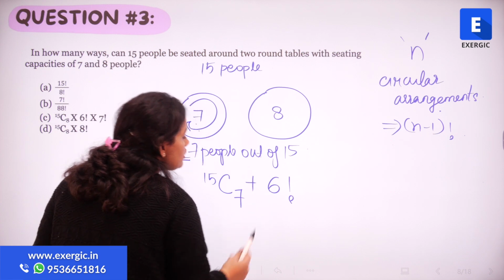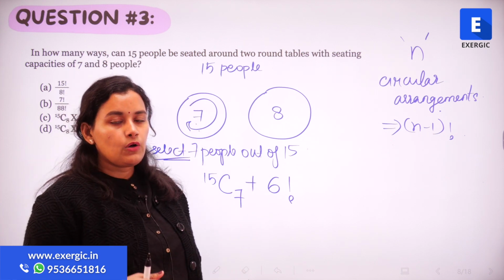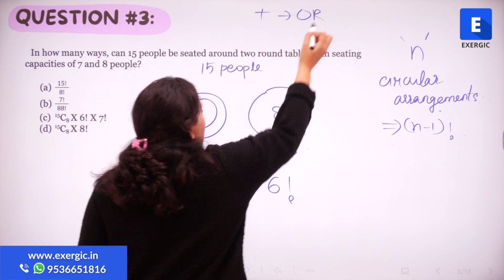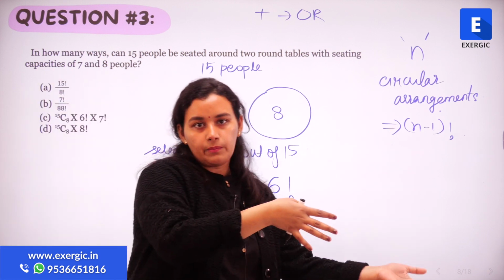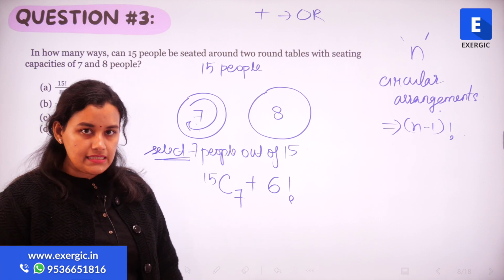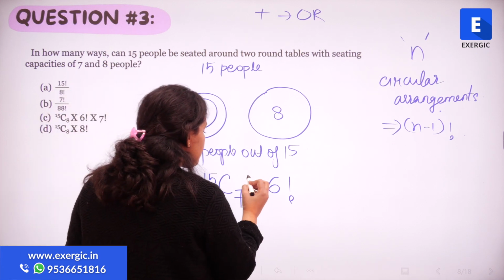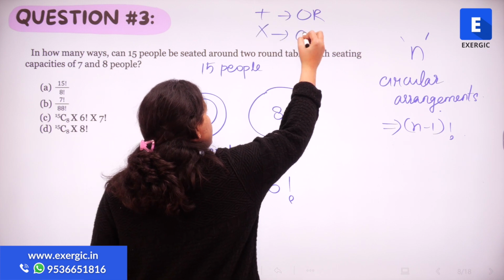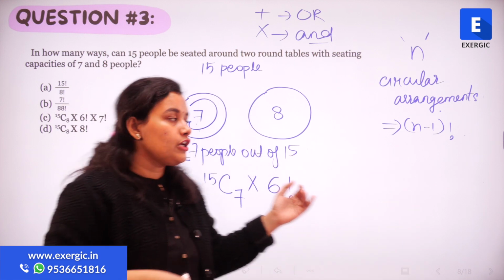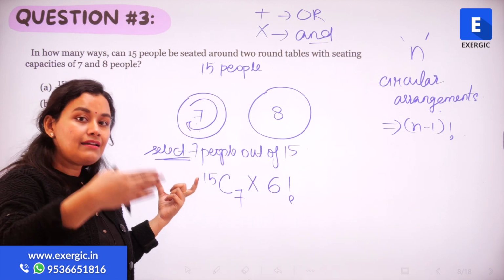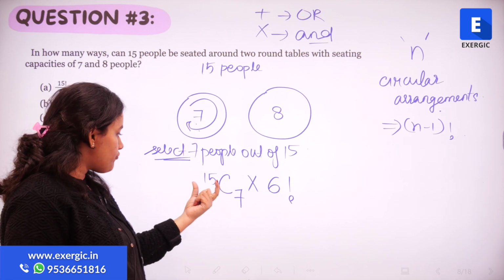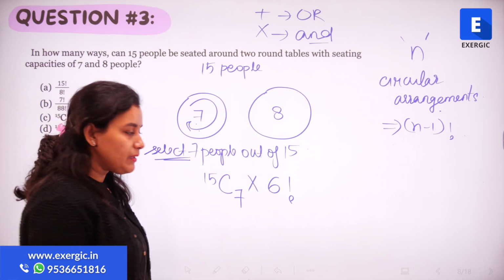Will this be an addition or a multiplication? When do we use addition? We use addition in case of OR. So either this happens or that happens. Either I am selecting or I am arranging, right? But is that the case here? No. Here we are going to use multiplication. Multiplication is used in case of AND. AND means this is happening and that is happening. So first I am selecting and then there is an arrangement, right?